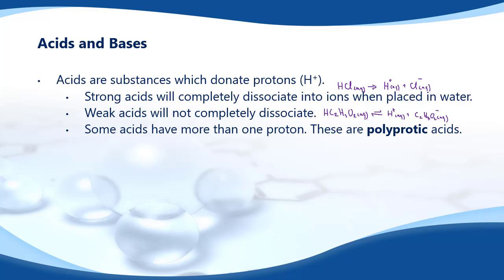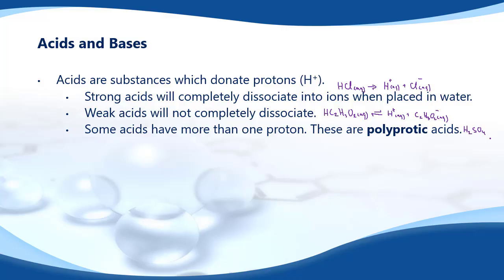Now there are going to be some acids that are polyprotic, meaning they have more than one proton. For example, sulfuric acid, H2SO4. This can break up to form HSO4- and a proton, and then it can break up again to form SO4 2- and a second proton. So you'll see that happen occasionally.